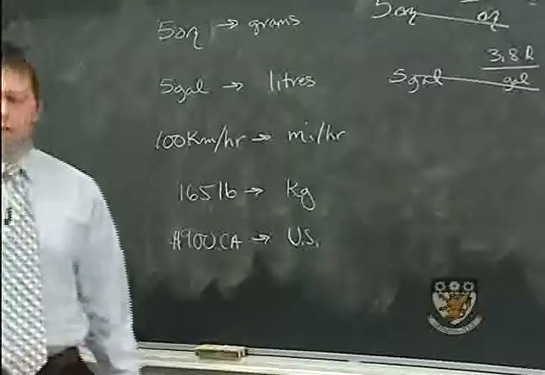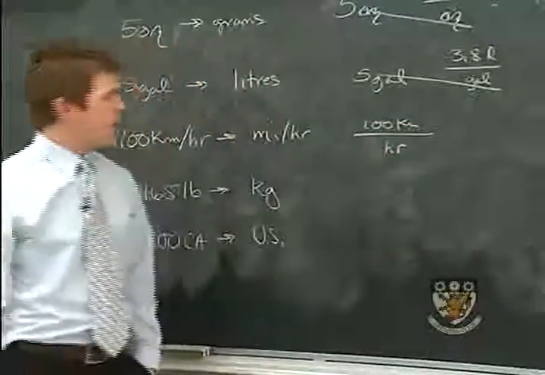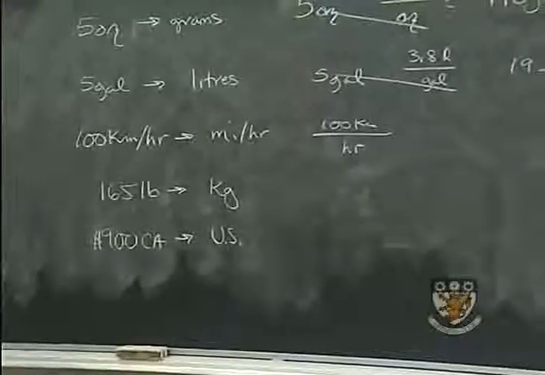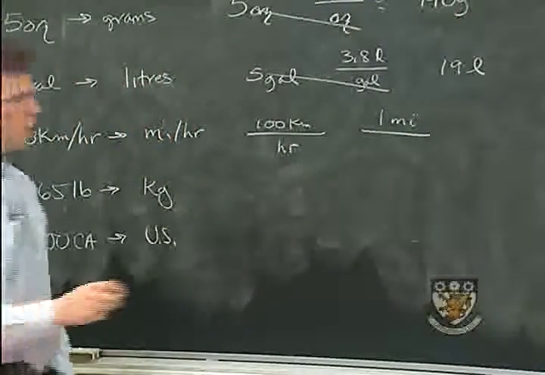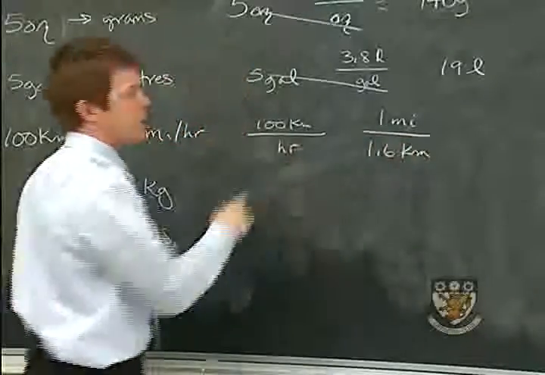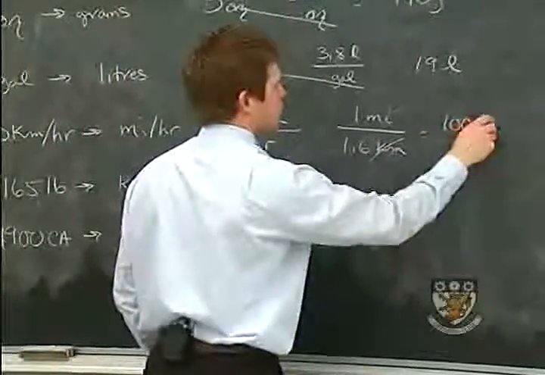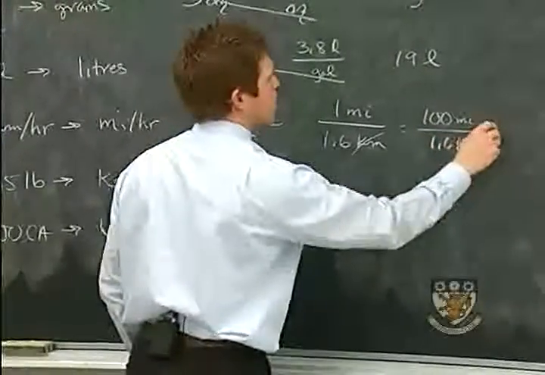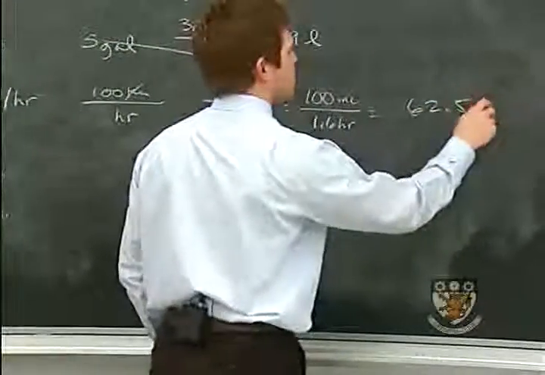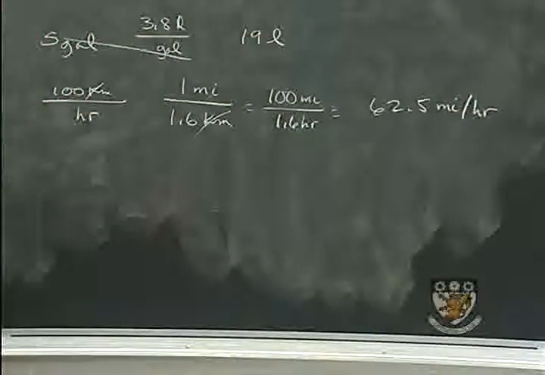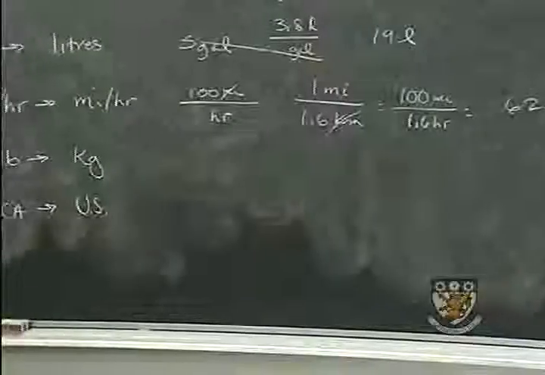100 kilometers per hour converted to miles per hour. We have 100 kilometers per hour, we want to end up with miles per hour, and for every 1 mile, there are 1.6 kilometers. Hours I want to keep, so I don't need to cancel that out. Kilometers cancel here, multiply, and I get 100 miles for every 1.6 hours. Well, I needed to divide that out, and 100 divided by 1.6 is 62.5 miles per hour. So the 100 kilometers per hour is the equivalent to 62.5 miles per hour, approximately 63 miles per hour.